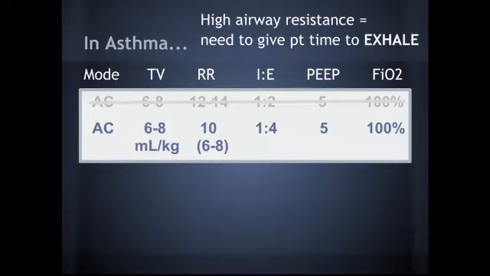And with this low respiratory rate, it could be that your CO2 is going to go up a little bit. That's okay. We're going to allow for a little bit of permissive hypercapnia. Our goal is just going to be a pH of greater than 7.2. Another option is to increase the I to E ratio.